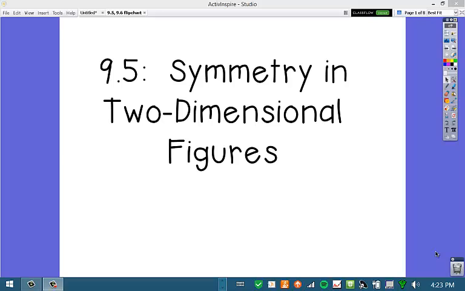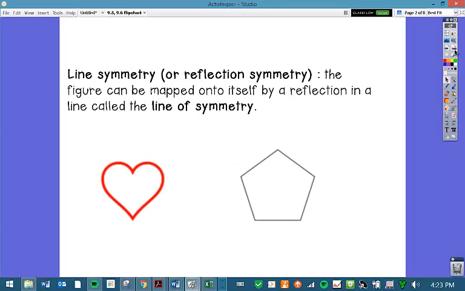Today we're talking about symmetry in two-dimensional figures. There are two different types of symmetry. The first type is line symmetry, or you could think of it as reflection symmetry. It's when your figure can be mapped onto itself by a reflection in a line.